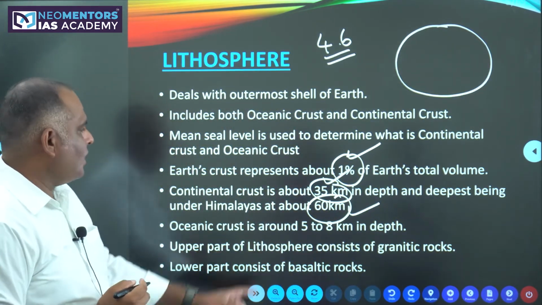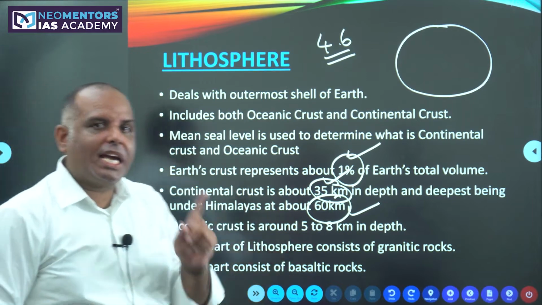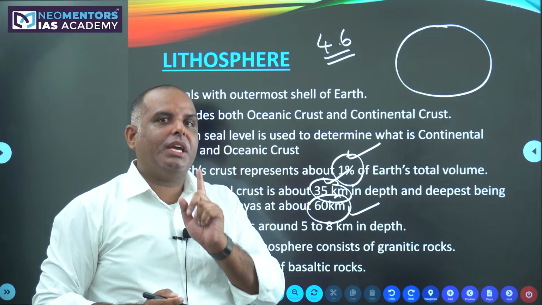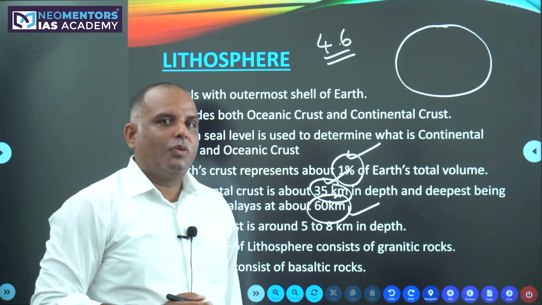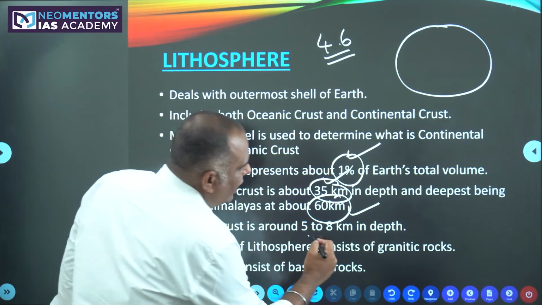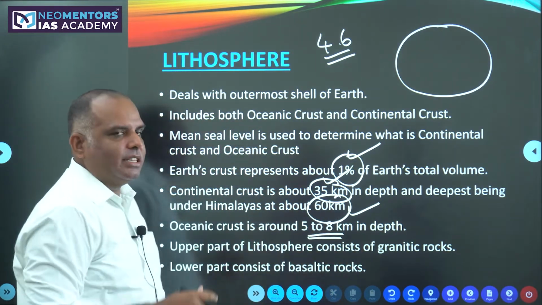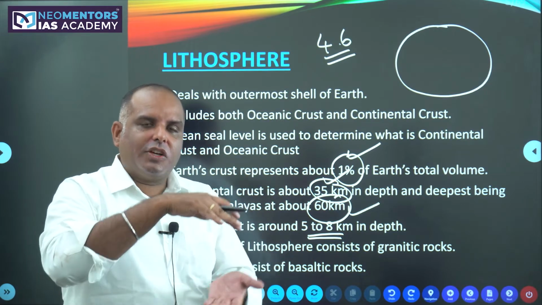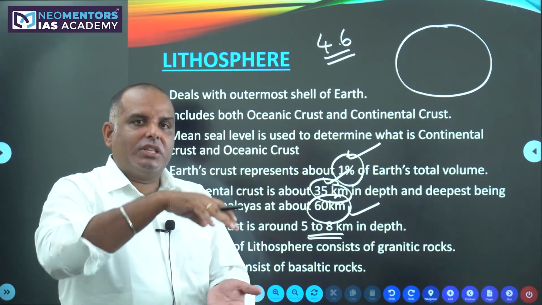So the continental crust has a maximum depth of 55 to 60 kilometers where we have the Himalayas. Okay. Now, what about oceanic crust? Oceanic crust is around 5 to 8 kilometers in depth. Again, this also varies because it depends upon the density of the material, and depends upon the topography.